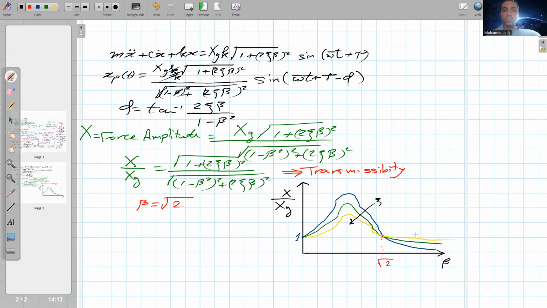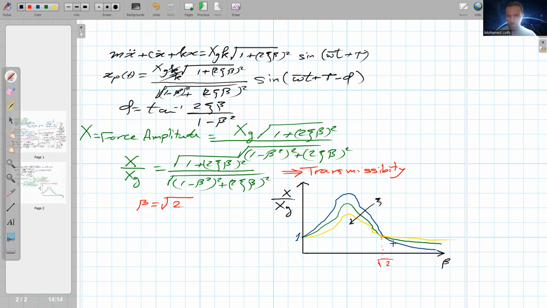So what should we do to design a proper suspension system? The very obvious notice is that you have to have your beta greater than root 2 to get a value for the transmissibility less than 1. Otherwise, you are amplifying the motion to your system, because the transmissibility is greater than 1 before root 2. After root 2, all the curves are less than 1.